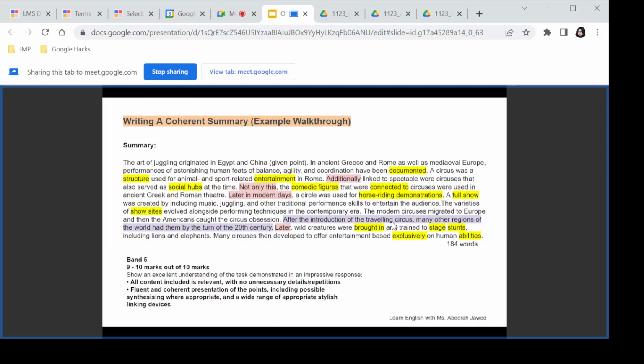After the introduction of the traveling circus, many other regions of the world had them by the turn of the 20th century. Later, wild creatures were brought in and trained to stage stunts, including lions and elephants. Stunts, show performances. Many circuses then developed to offer entertainment based exclusively on human abilities. 184 words, let's say 182 words, remove these two.